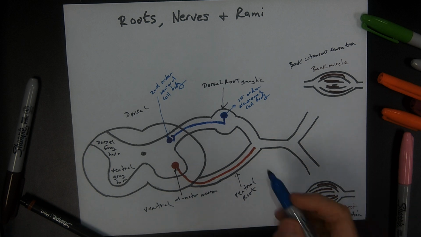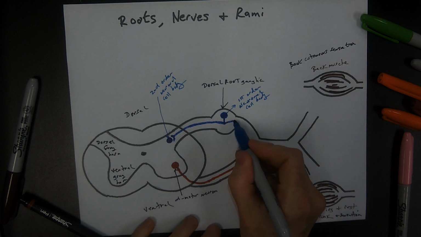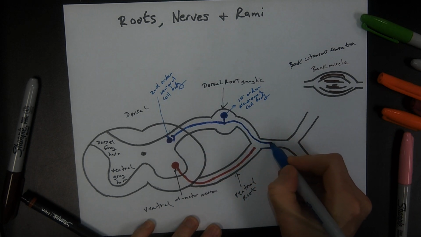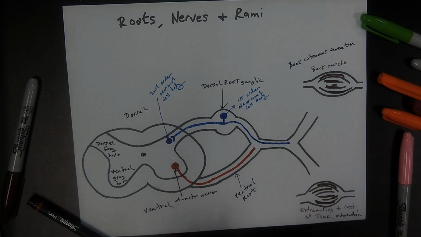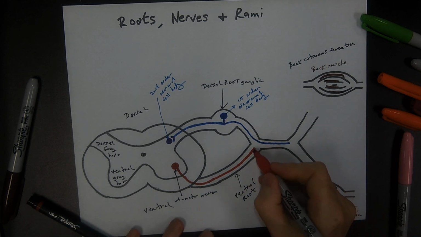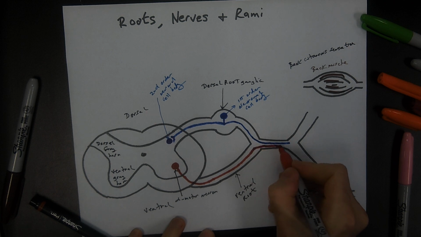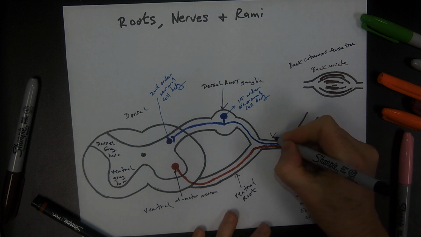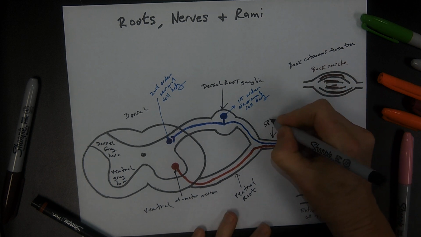The dendrite here comes out and then travels through this space. And then this axon also travels through this space. When you get to the level of this space, this is the part that's actually exiting the vertebra. And this place is called your spinal nerve.